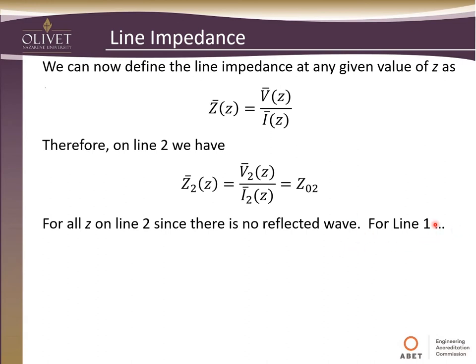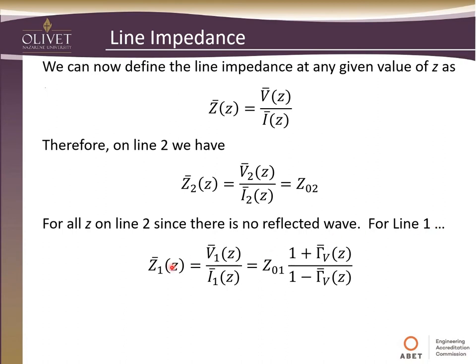It's not true for line one. Line one is a little more complicated. In this case, we'll say that the impedance in line one for any given z, again, is the voltage at z over the current at z. But in this case, it's not going to be constant all the way down the line. What we're going to have is what we'll call the initial impedance, which is the impedance right at the discontinuity. And it's going to be 1 plus the reflection coefficient at z over 1 minus the reflection coefficient at z.